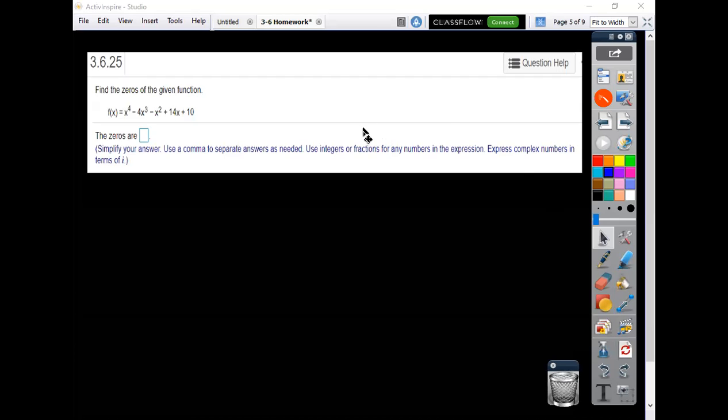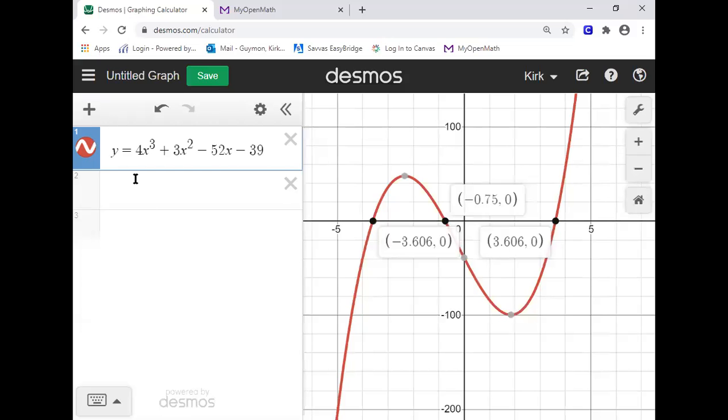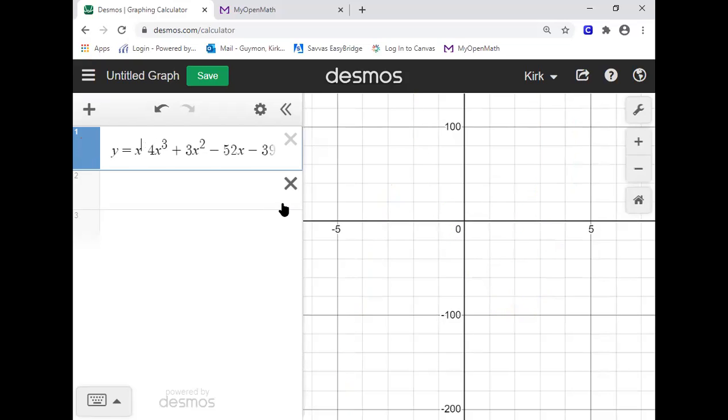But I still would say in today's world, what most people are probably going to do with something like this is just jump over to something like Desmos. You're going to actually put this in here. I've already got one in there, so I'll just modify this one.